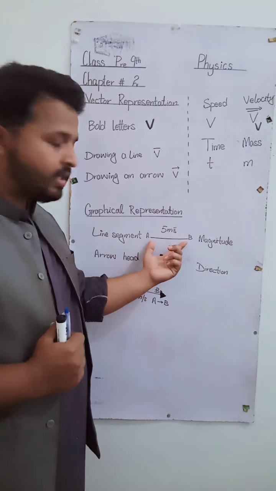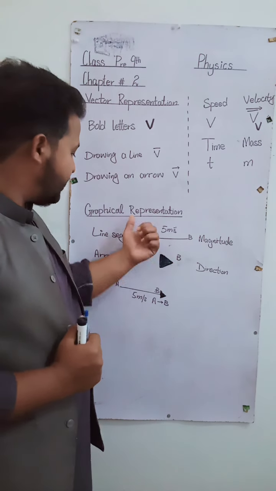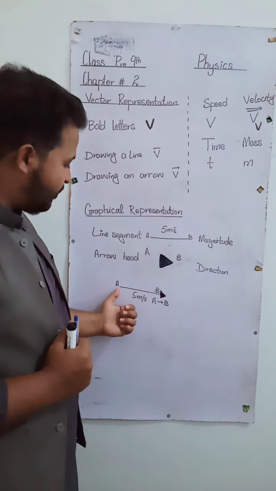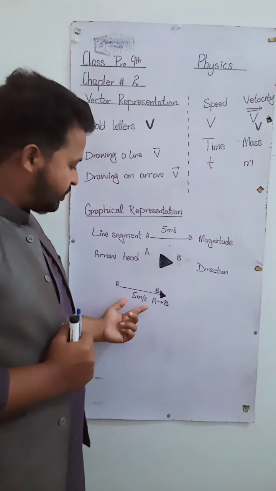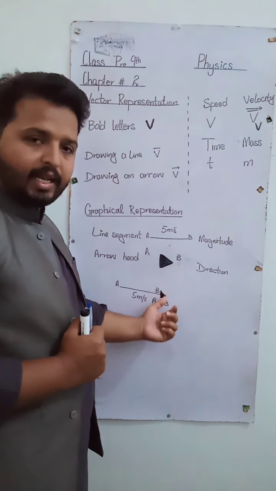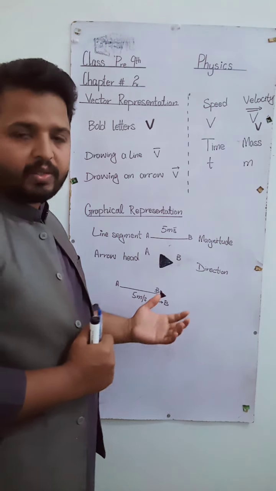So this line shows magnitude and this arrow shows direction from A to B. So graphically, the line segment shows magnitude and the arrowhead shows direction. From A to B, this shows magnitude and this arrow shows direction. So in this way we can graphically represent a vector quantity. Thank you.